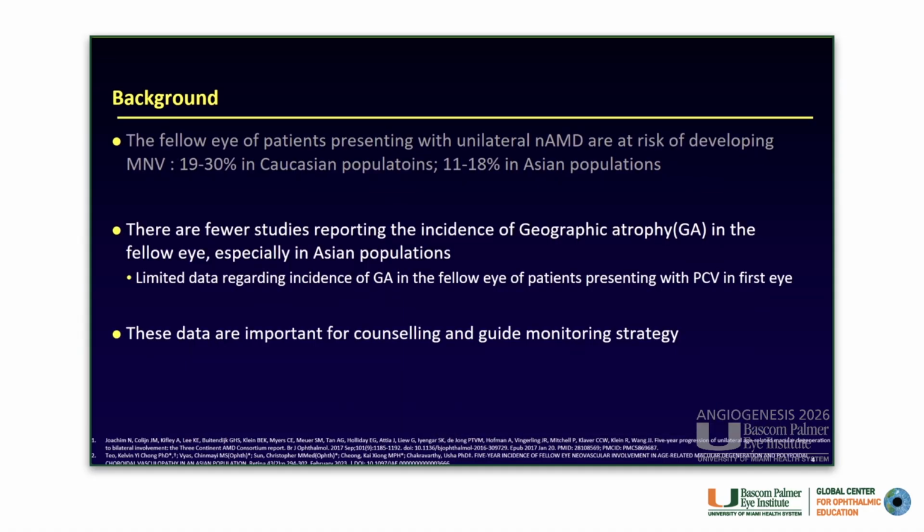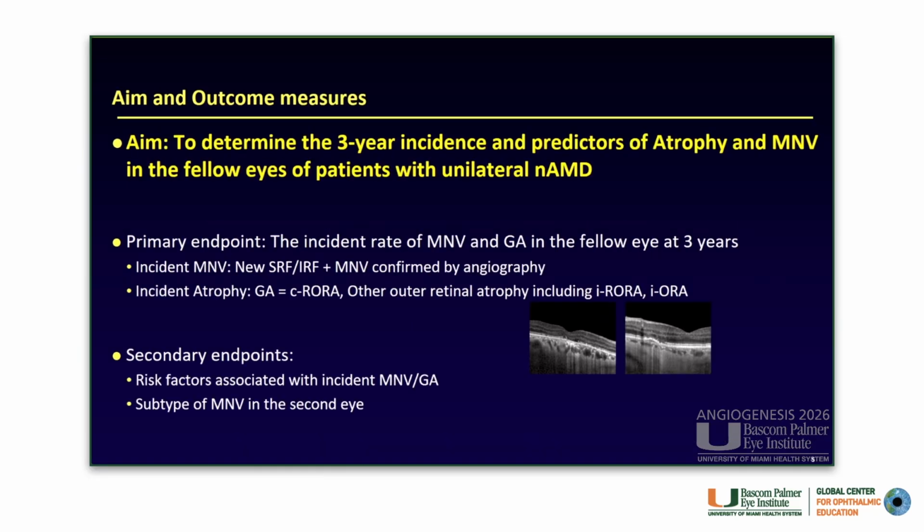There are, however, few studies reporting the incidence of geographic atrophy in the fellow eye, particularly in Asian populations, and this is of great interest because we are also interested in the prevalence of GA generally, which has been recognized as being lower in the Asian population. Therefore, the aim and outcome measures of the current analysis is to determine the 3-year incidence and predictors of atrophy and MNV in the fellow eye of patients with unilateral neovascular AMD.